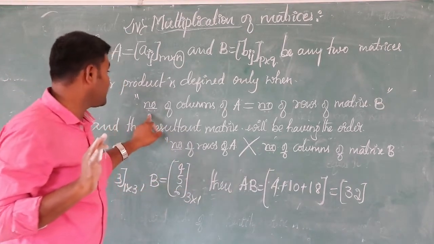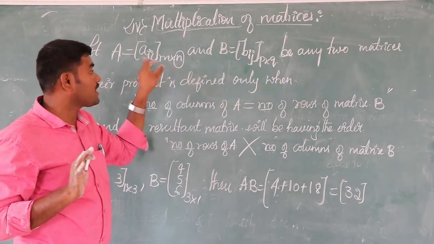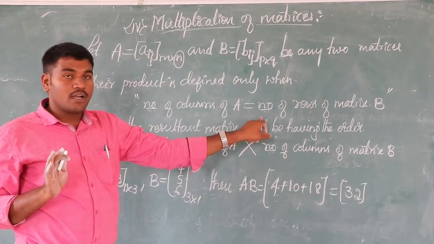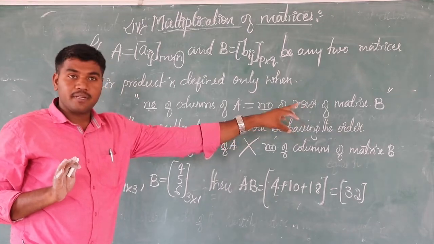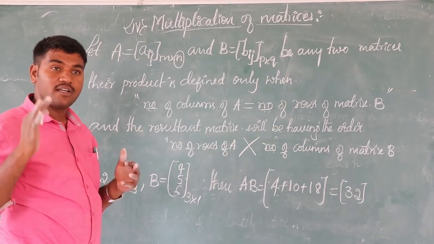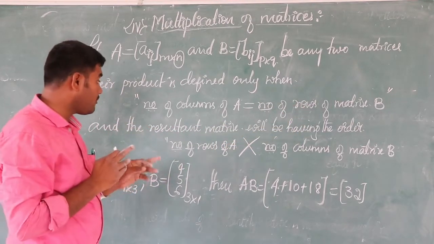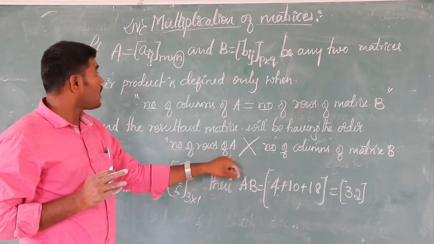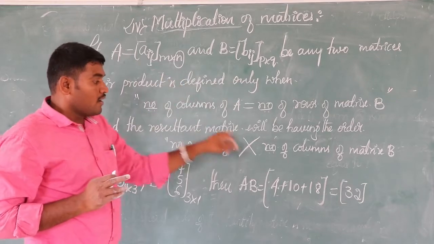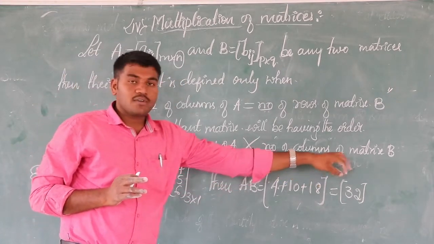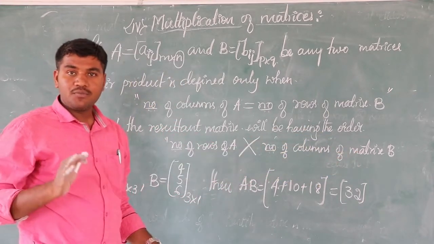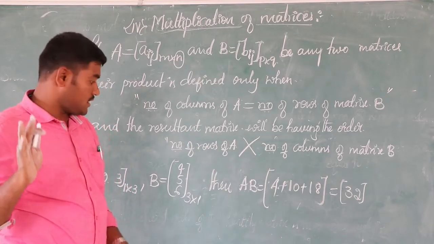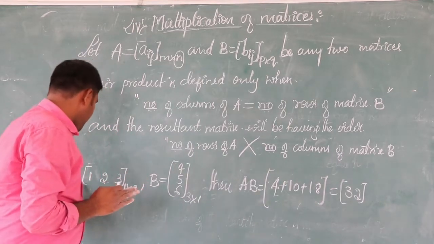Keep in your mind that when the number of columns of matrix A is equal to the number of rows of matrix B, then the desired matrix, or resultant matrix, or required matrix will have the order: number of rows of matrix A by number of columns of matrix B. So if you have not understood this yet, let's take an example.